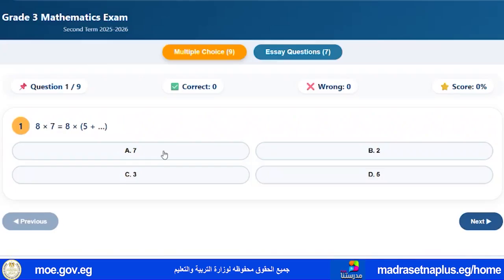Let's start our new lesson about the mathematics final test. In front of you, you can see we have two types of questions in your final test. First one is multiple choice, you will get 9 questions. And for essay problems, you will get 7 questions. Learn well how to answer your final test. You should know you have 16 questions, 9 choice and 7 essay problems.